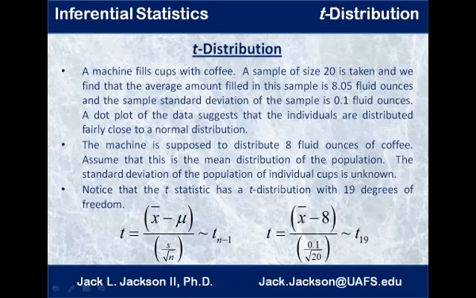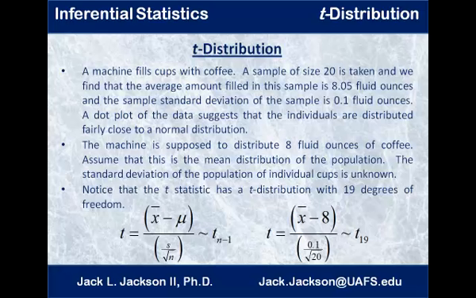So the t statistic, that is, if you take x bar, and we do this over and over and over again with a sample of size 20, and we do x bar minus the true mean of the distribution, divided by s over the square root of n, that's going to be approximately a t-distribution with n minus 1 degrees of freedom. Now let's suppose this machine is supposed to distribute 8 fluid ounces of coffee. So our null hypothesis will be that this machine is distributing 8 fluid ounces of coffee. That's mu sub 0, our hypothesized mean.